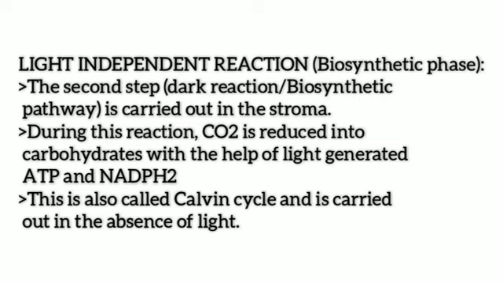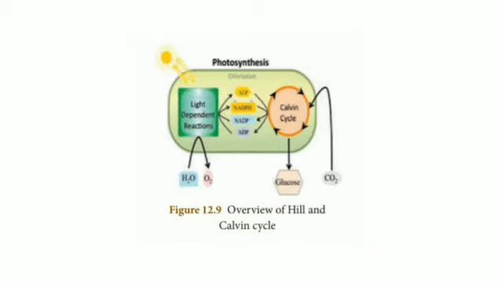Next we move on to light independent reactions, which is also called the biosynthetic phase. The second step, that is the dark reaction or biosynthetic pathway, is carried out in the stroma. During this reaction, carbon dioxide is reduced into carbohydrates with the help of light generated ATP and NADPH2. This is also called the Calvin cycle and is carried out in the absence of light. You have an overview of the Hill and Calvin cycle in the picture given.